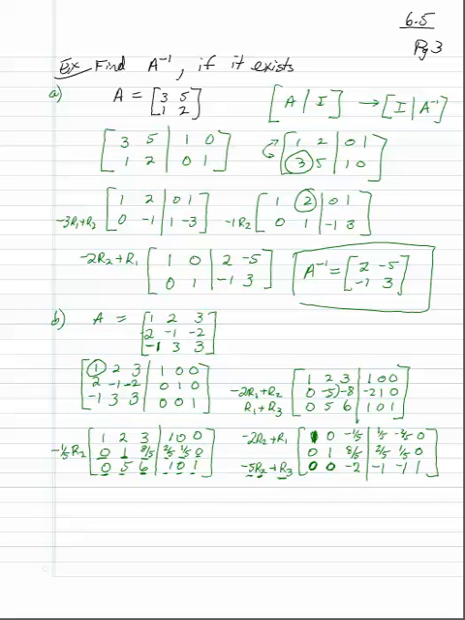Now I want to get the 1 in this spot, so I'm going to divide row 3 by negative 2, which is negative 1/2 row 3. Did I say row 2? It's row 3. 0, 0, 1, 1/2, 1/2, negative 1/2. And then we're going to leave the other 2 rows alone for this step.